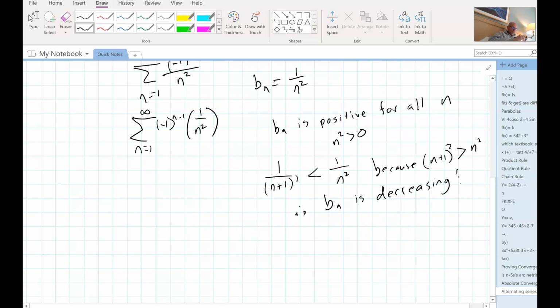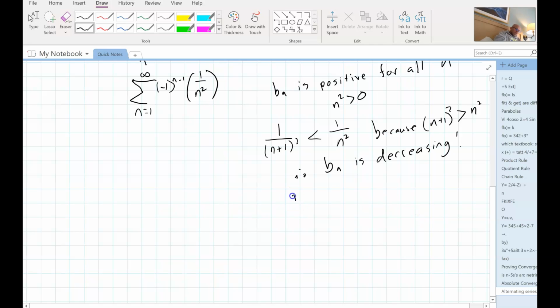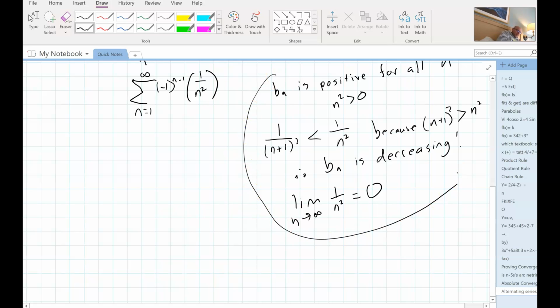Third thing you show is it approaches 0. So we're just going to take the limit as n approaches infinity of 1 over n squared, and if anyone knows anything about limits, that clearly approaches 0. So we've just established the three things: that b sub n is positive, that b sub n is decreasing, and that b sub n approaches 0, or converges to 0. So we've met the three qualities, we've shown that this b sub n works, so then we can say that this series converges.